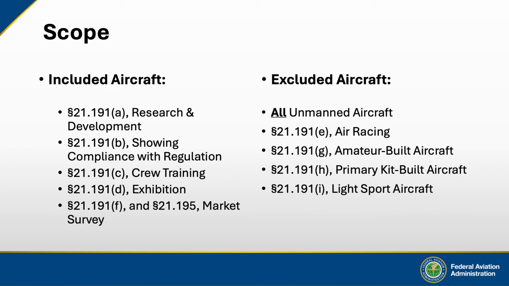This risk assessment doesn't apply to unmanned aircraft regardless of certification basis. Section 21.191(e), experimental purposes for air racing. Section 21.191(g), operating amateur-built aircraft. Section 21.191(h), operating primary kit-built aircraft, or Section 21.191(i), operating light sport aircraft.